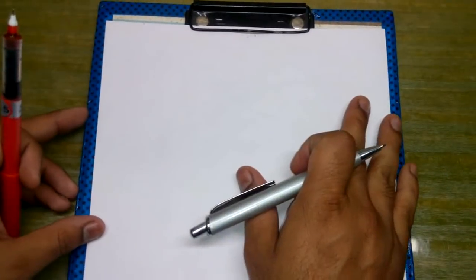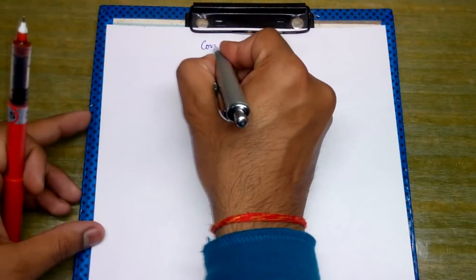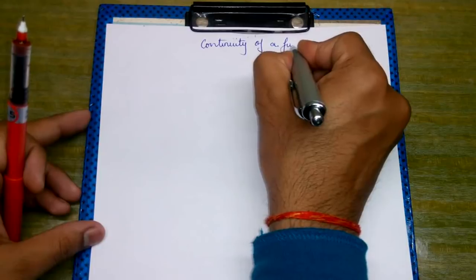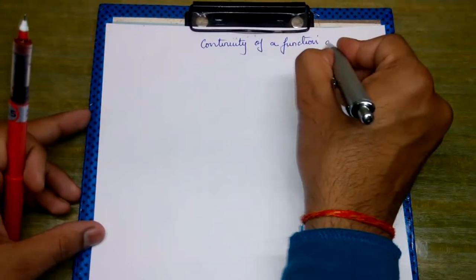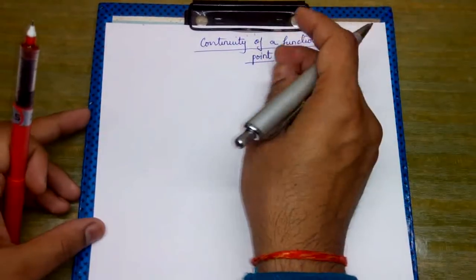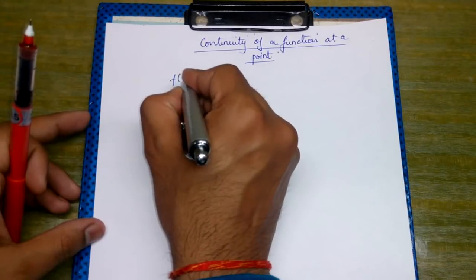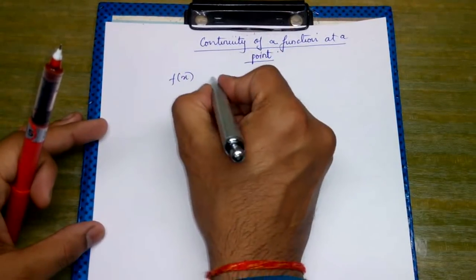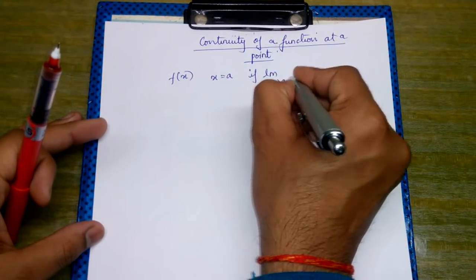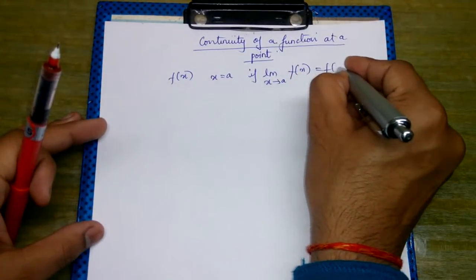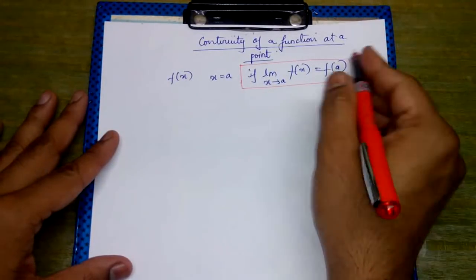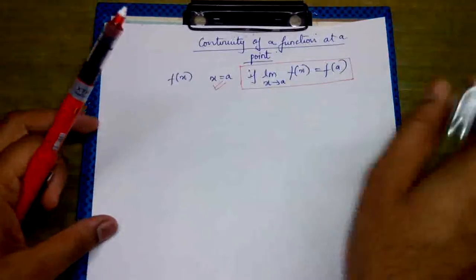Okay, now that was all about the limits. Now we will discuss the continuity of a function at a point. Now continuity of a function: the function f of x is said to be continuous at a point x equals a if limit x tends to a, f of x, is simply equal to f of a. If this is taking place, then it is said to be continuous at the point x equals a.